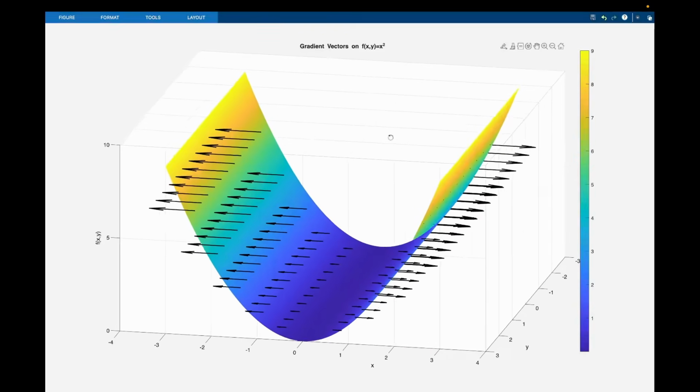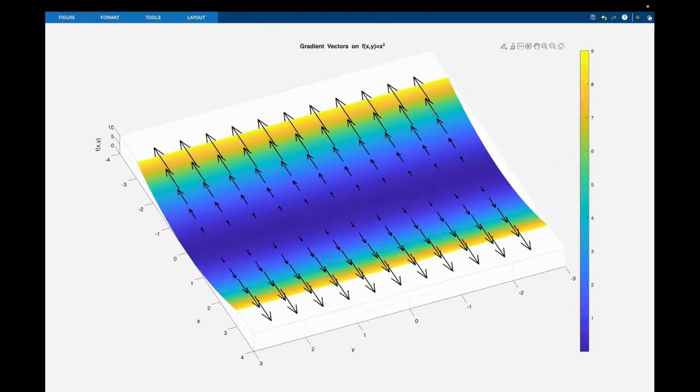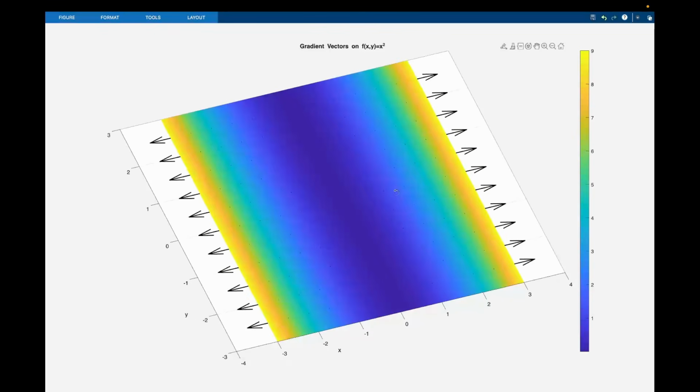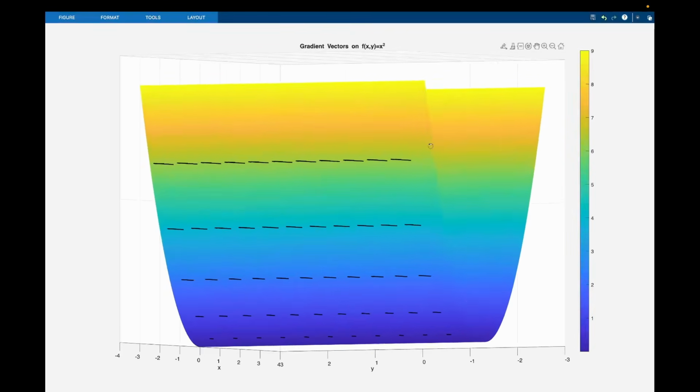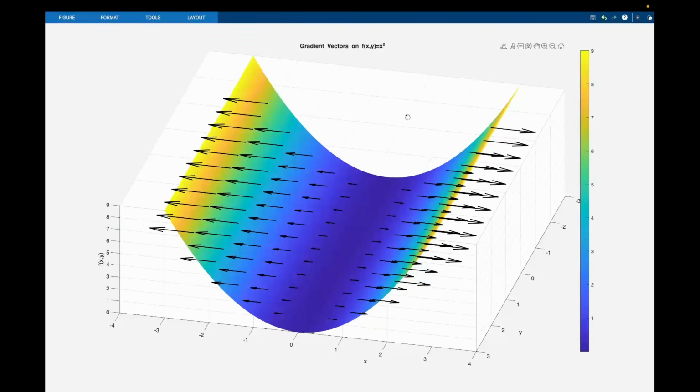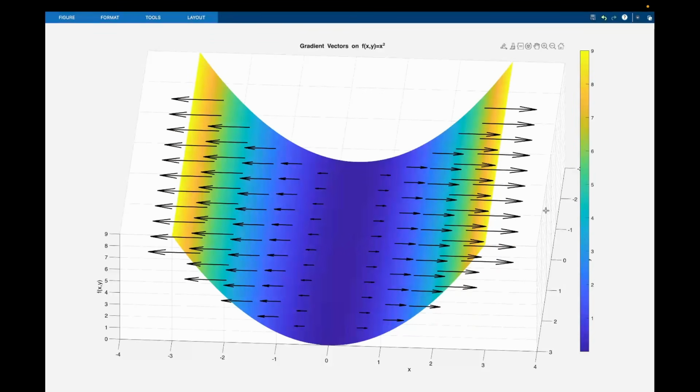I'll just rotate it so you can have a better view. So this is the bottom view and this is the top view. You can see all the positive x's are pointing in this direction and negative x's are pointing in this direction.